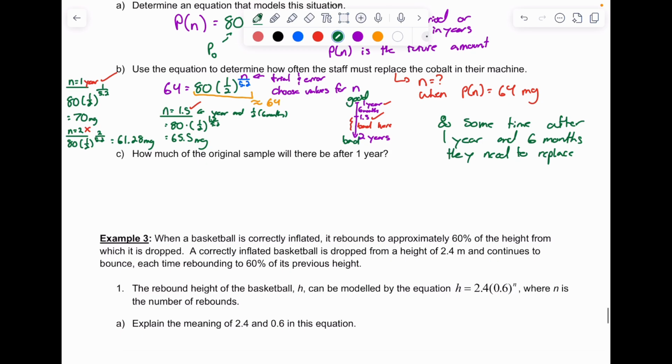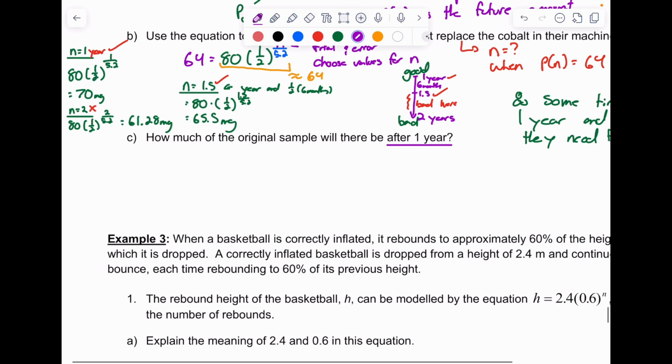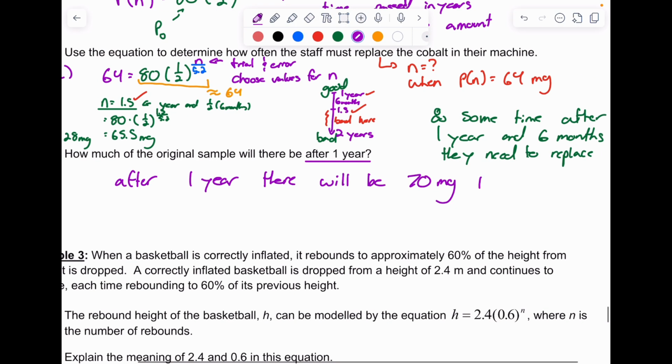So part C, how much of the original sample will there be after 1 year? Well, that's our attempt right here. This is after 1 year. So that's part C. We already did the math, okay? So after 1 year, there will be 70 milligrams left over.